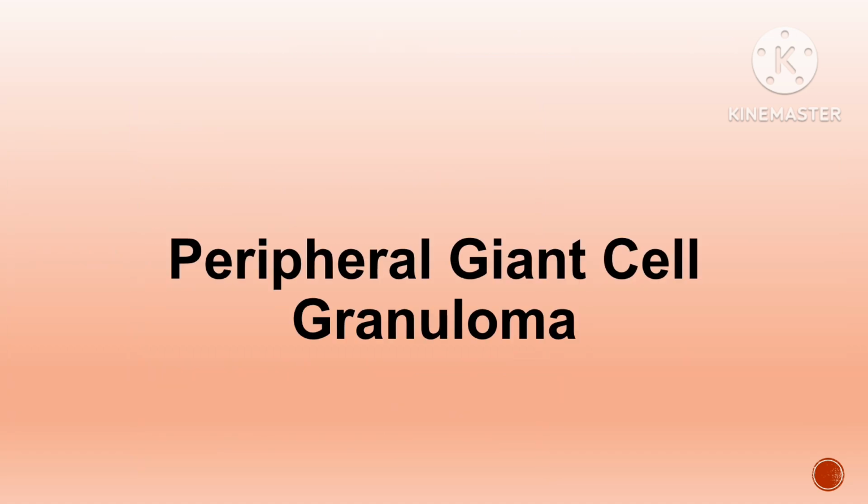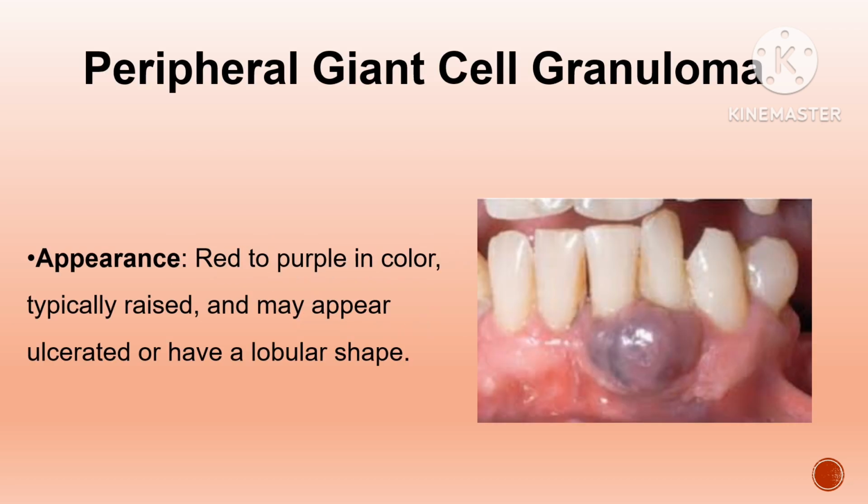Peripheral Janssen granuloma is a reactive lesion which is commonly found in the gingiva, especially in the anterior region of the maxilla and the mandible. It appears as a firm, purple or red lesion with a smooth or lobulated surface, and it often resembles a sessile or pedunculated growth. It varies in size, from small to large, usually up to 2 centimeters. These lesions are usually asymptomatic, though they may bleed with minor trauma sometimes.